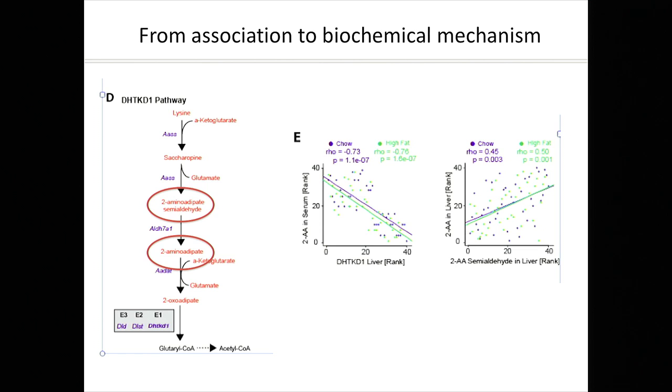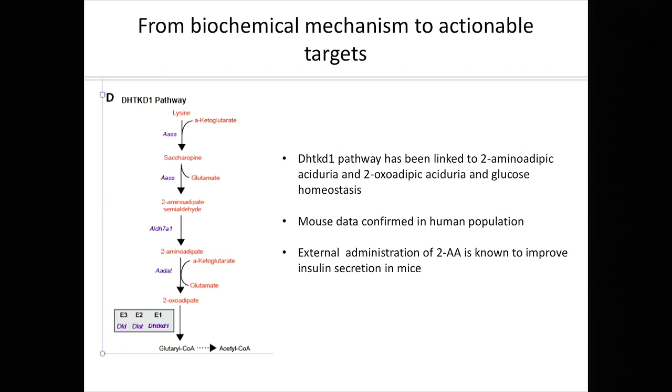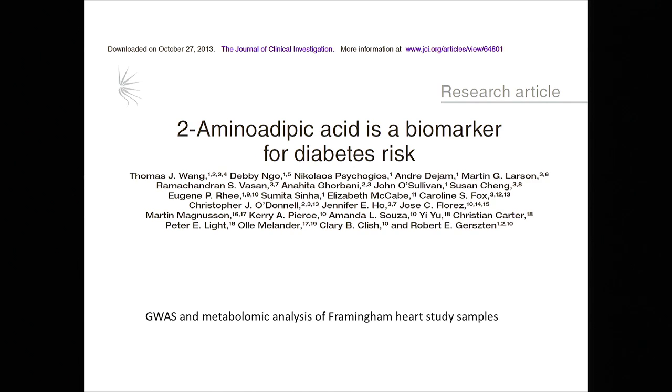So you might say, okay, that's fine, it's not super interesting, but it is super interesting, because exactly this compound, amino adipic acid, or amino adipate, the intermediate of this pathway, which is controlled by the abundance level of the enzyme, has been found in GWAS studies in the Framingham Heart cohort, which is a large long-term project, to be a biomarker for diabetes risk.